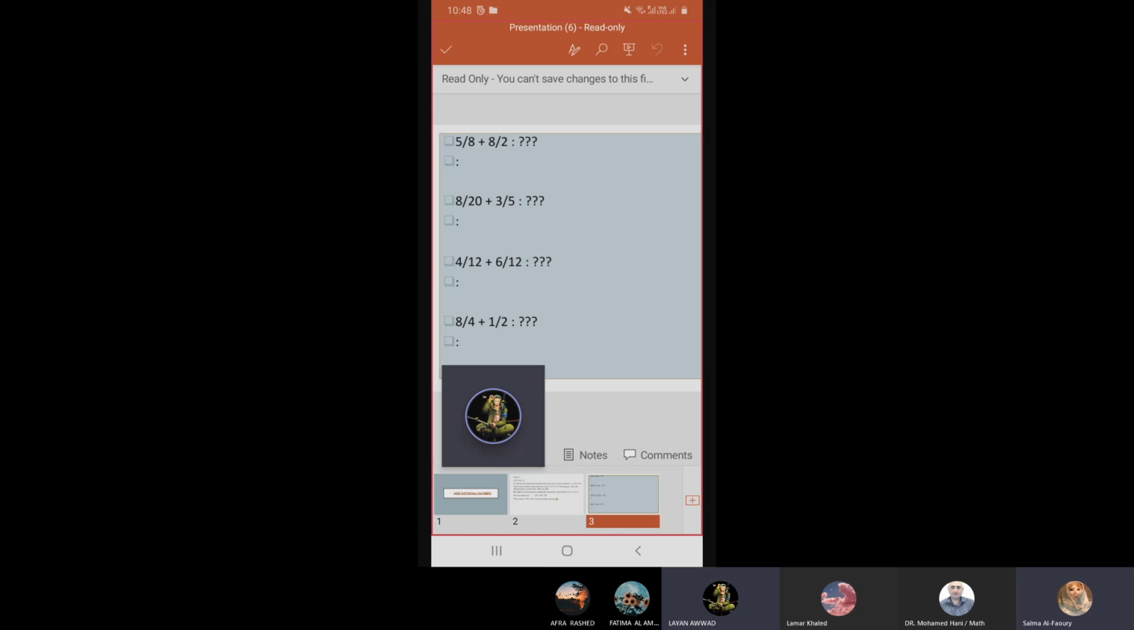Wait, Salma, is this 5/8 plus 8/2 or 2/8? No, see, the first one is the numerator, the second one is the denominator. So it's 5/8. What? 5/8? Yes. Okay, and the next one, 8/2? Yes. So you said the answer is 4. Can you tell us how did you get it?